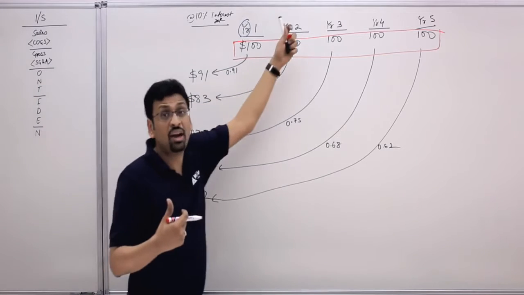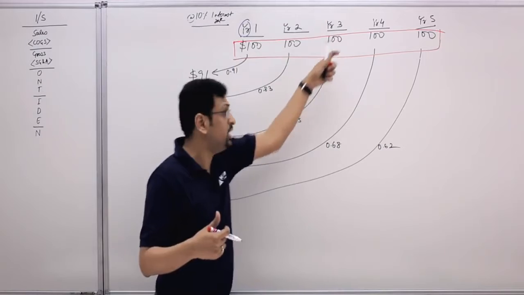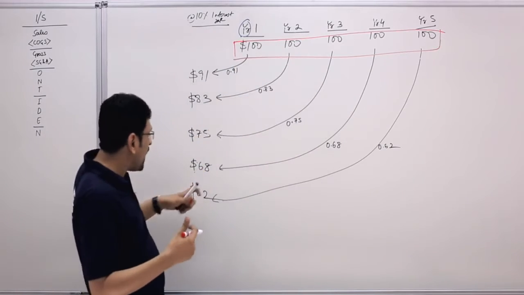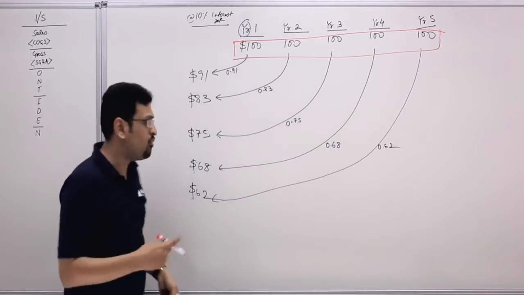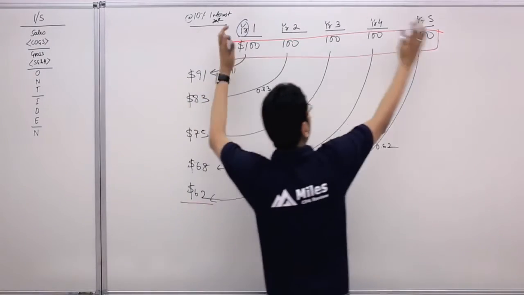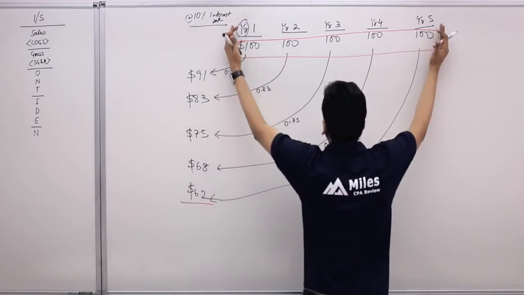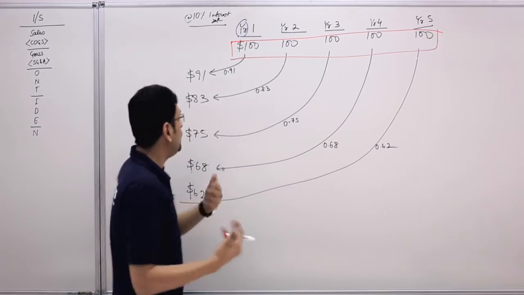$83 for the $100 that's coming in after year 2. $75 for the $100 that's coming in at year 3. $68 for year 4 and $62 for year 5. Now, if I sum all this, I'll get the worth of this entire cash flow as of today, the present value of all these cash flows. So let me sum it up.